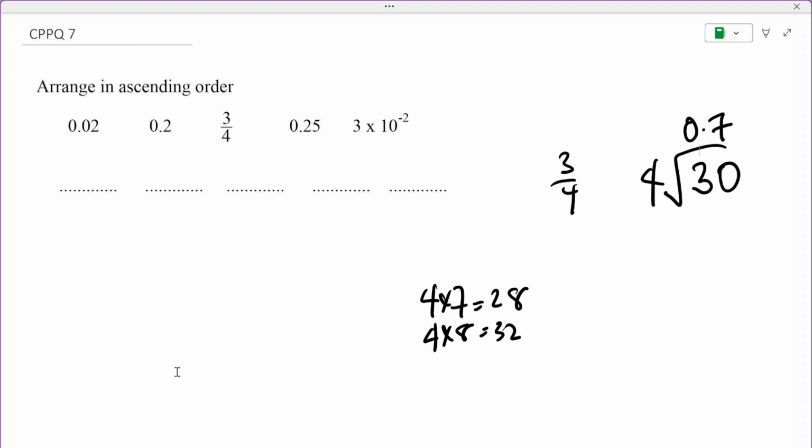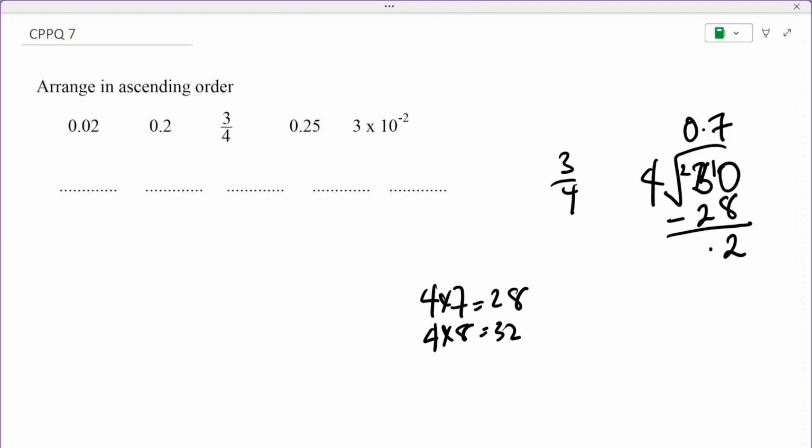4 times 7 is 28. So under the 30, you write the result of 4 times 7, which is 28. You subtract 30 minus 28. We start from the back. 0 minus 8, 8 is greater than 0, so you borrow 1 from this 3. You'll be left with 2. This is now 10. 10 minus 8 will give you 2. 2 minus 2 will give you 0.